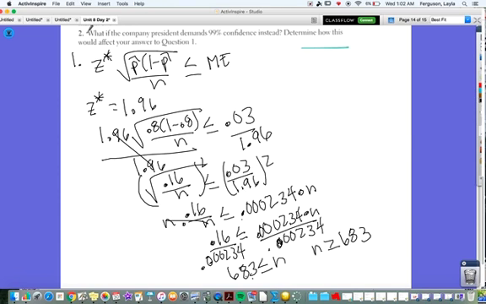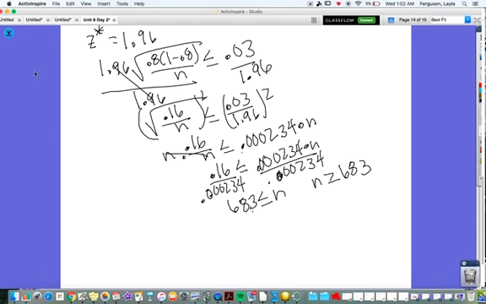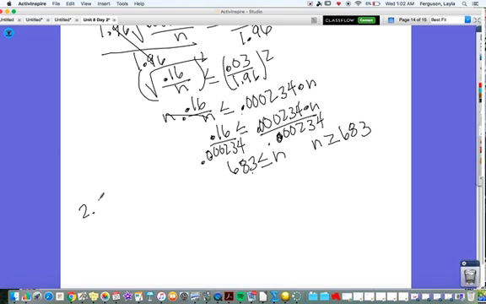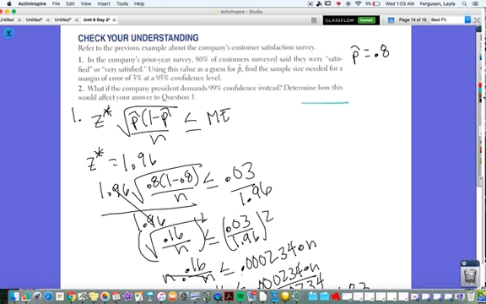All right, 2 says, what if the company president demands 99% confidence instead? Determine how this would affect your answer to question 1. So if you think about it, if they are now requiring 99% confidence level, then that's going to cause your sample size to have to increase. And so part of that has to do with your z star. So your z star, your critical value, is now going to have to do with 99%.